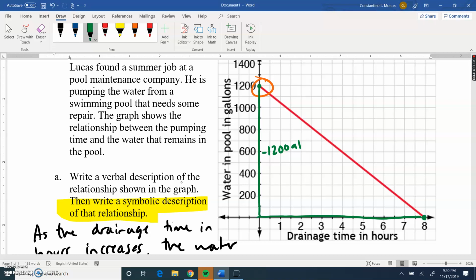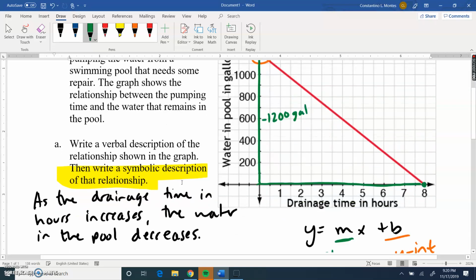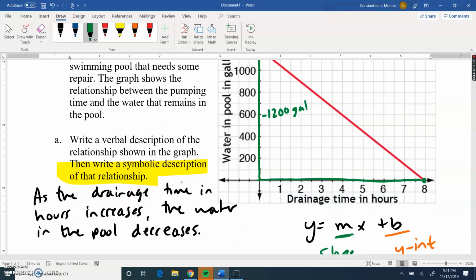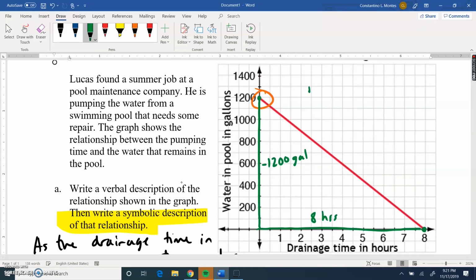little boxes or tick marks, however you want to refer to them. But here, every tick mark appears to be worth 100 gallons. So I went down from 1,200 to 0. That's negative 1,200 gallons. Now, I need to look at my run. I'm going from 0 to 8. In this case, each tick mark represents a half hour. But I went from 0 to 8, so that's 8 hours. So now, my rise over my run is equal to negative 1,200 divided by 8 hours.